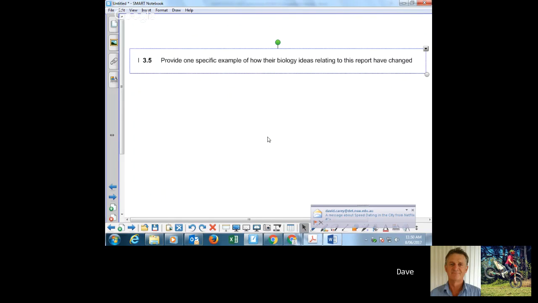So this is criteria 3.5, and students always forget to do it. It's got to show up on your in-class report, and it's worth 1 mark. It says provide one specific example of how your biology ideas relating to this report have changed. So it can't be something general. You need to pick something out of what you've learnt and then just tell us in 1 or 2 sentences.